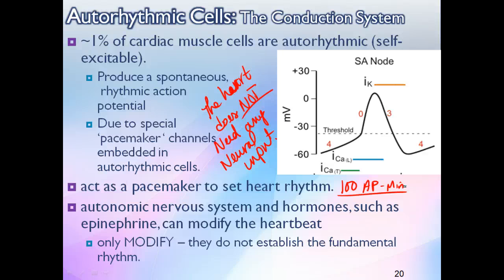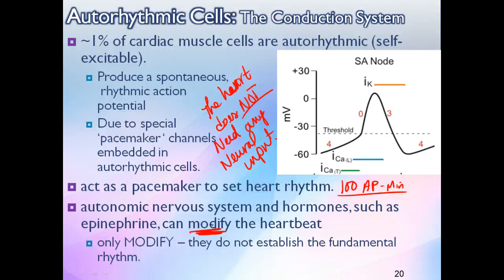Well, how can we do that? I mean, the heart can't really know when you're sleeping or running from a bear, right? It's not a brain, it's simply a heart. So how do we do that? Well, although the heart sets its own base rhythm, it can be modified by signals from the autonomic nervous system and or hormones.